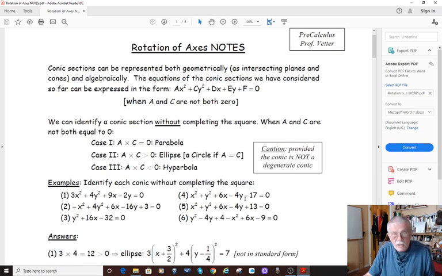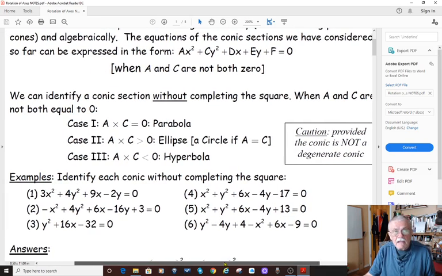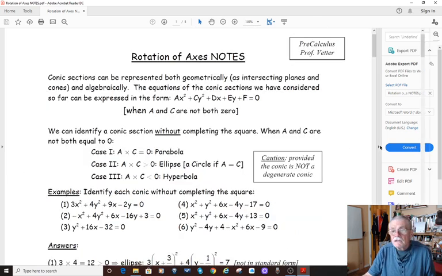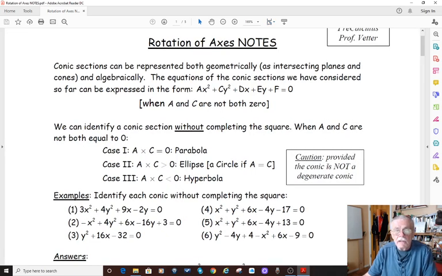Now, one of the things that we will be practicing is that we can identify a conic without completing the square. And this occurs when A and C are not both 0. I've talked through this a couple of times, so it shouldn't be that alien to us. If A times C equals 0, and they're not both 0, it means one of them is, in which case we get one of the variables squared and the other is not squared. That will be a parabola, like y squared equals something or x squared equals something.